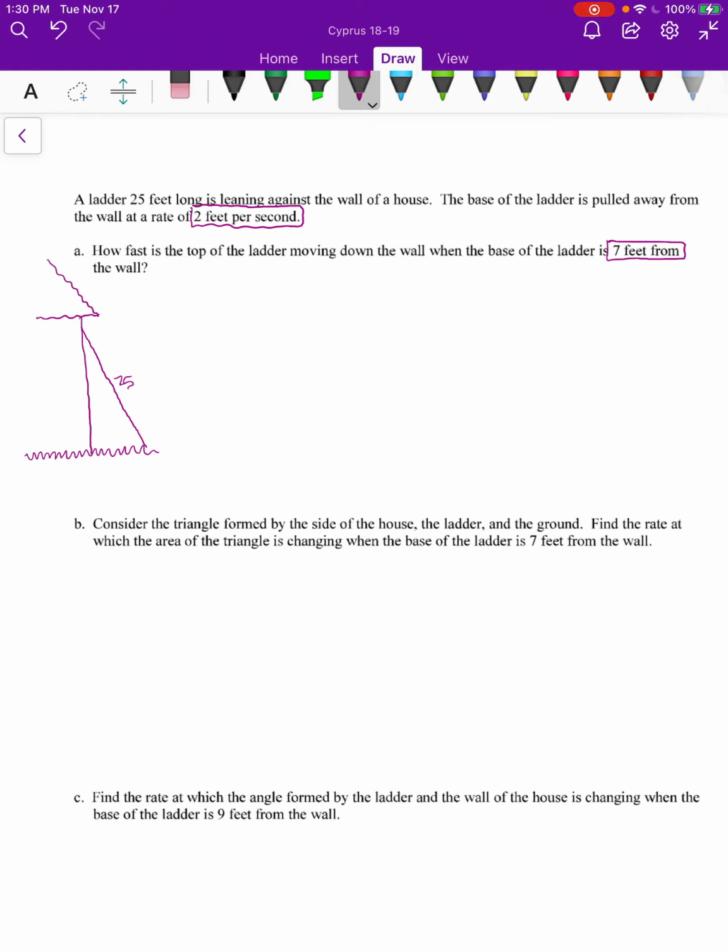Okay, so I need some variables here. I'm going to call the distance from the bottom of the house to the bottom of the ladder X. And the distance from the ground to the top of the ladder, I'll just call Y. And I added those to my picture here. So from what I have boxed in from my problem, the 2 feet per second, that's the rate at which the bottom of the ladder is moving away. That is dx dt.